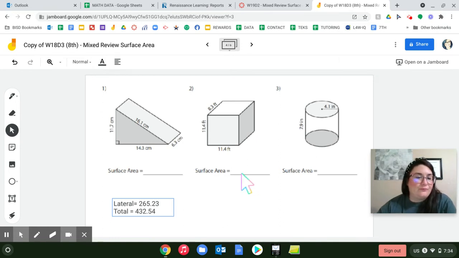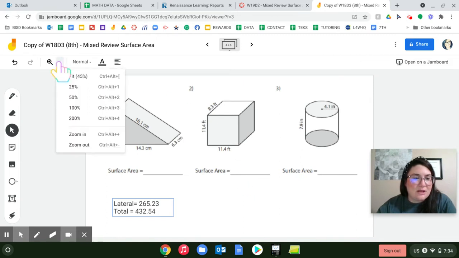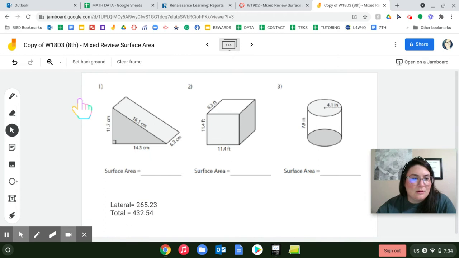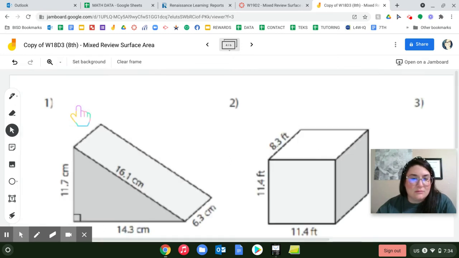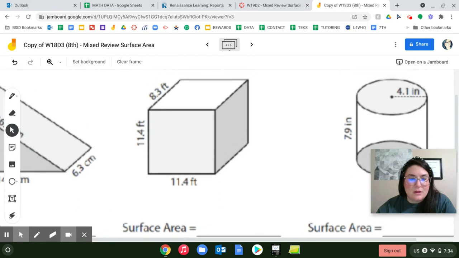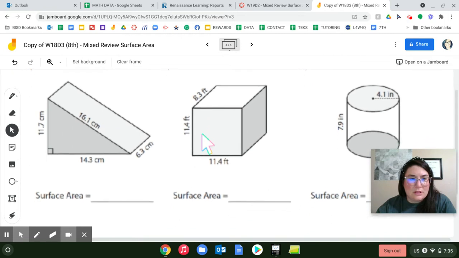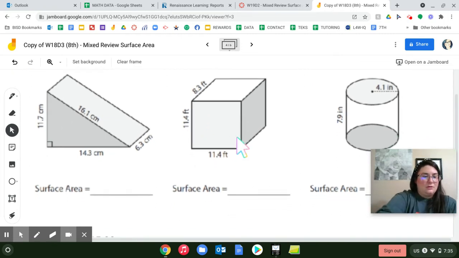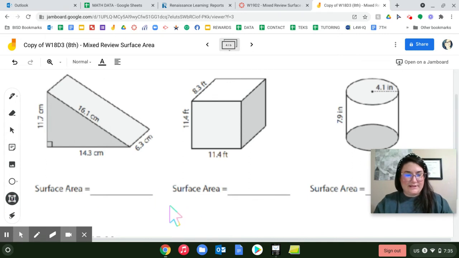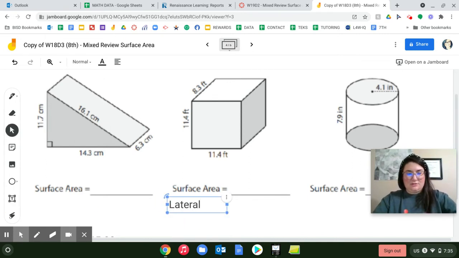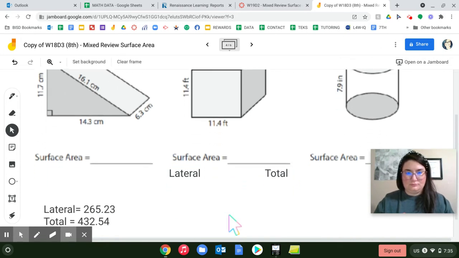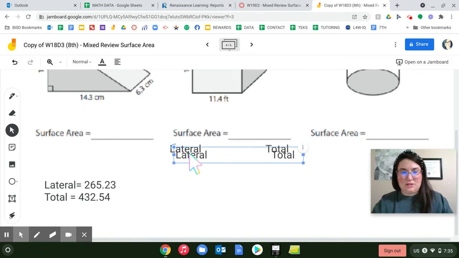So for number 2, we have, now let me zoom in. I just learned how to do that the other day when I did that last video. It's a little too much. Okay, that's a little better. So I'm going to go ahead. I like to use this text tool just because my handwriting on here is not the best. We're going to do lateral and we're going to do total. I'm actually going to copy and paste this again because we're going to use it right here too.